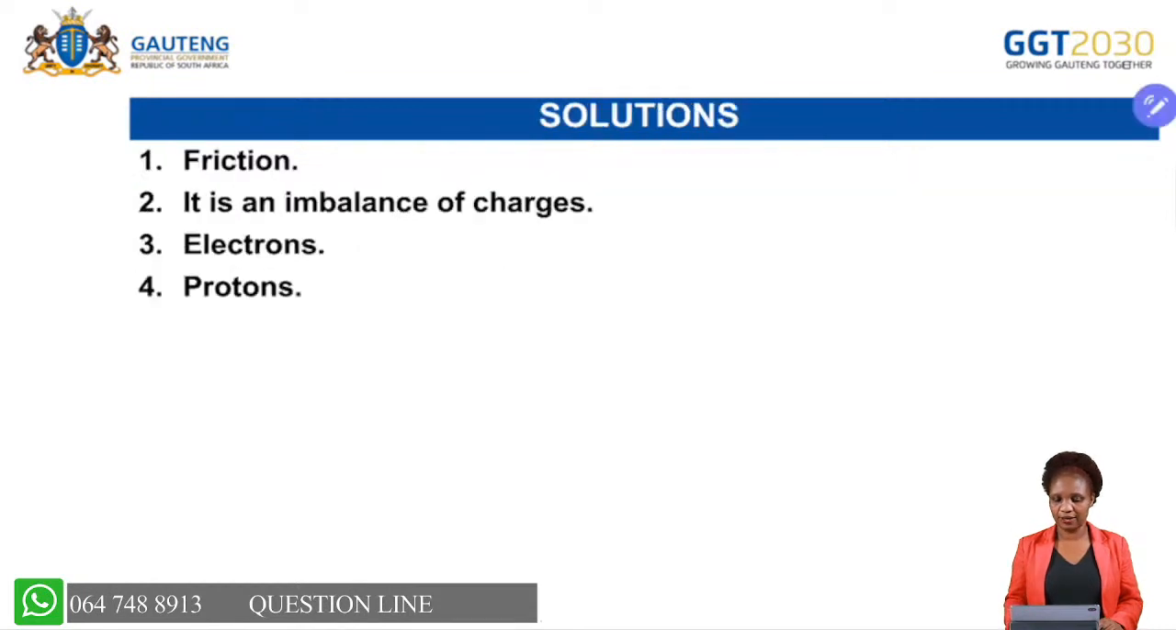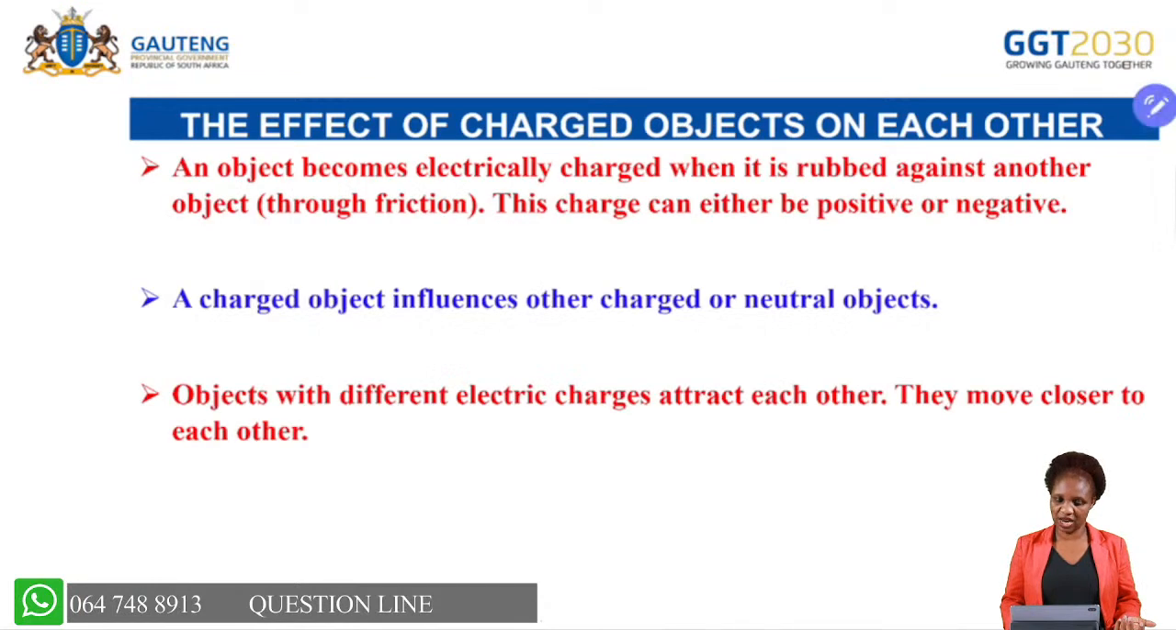Let's check our solutions. For question number 1, we said the answer is what? It is friction. For question number 2, it is an imbalance of charges. For question number 3, it is electrons. Then question number 4, it is protons, which are positively charged.